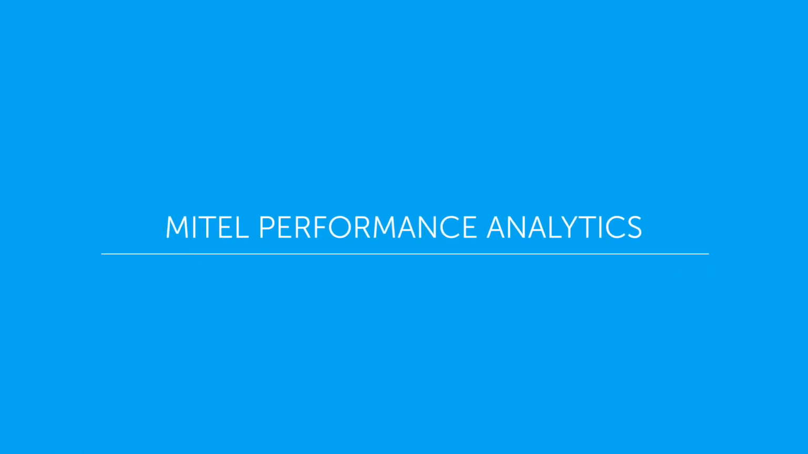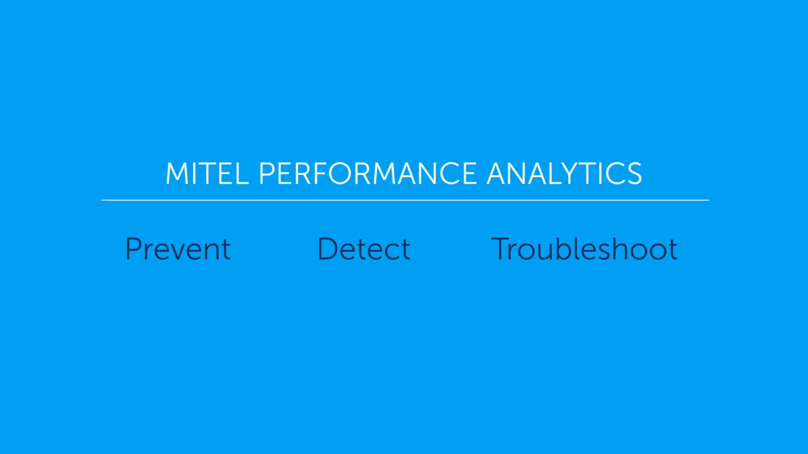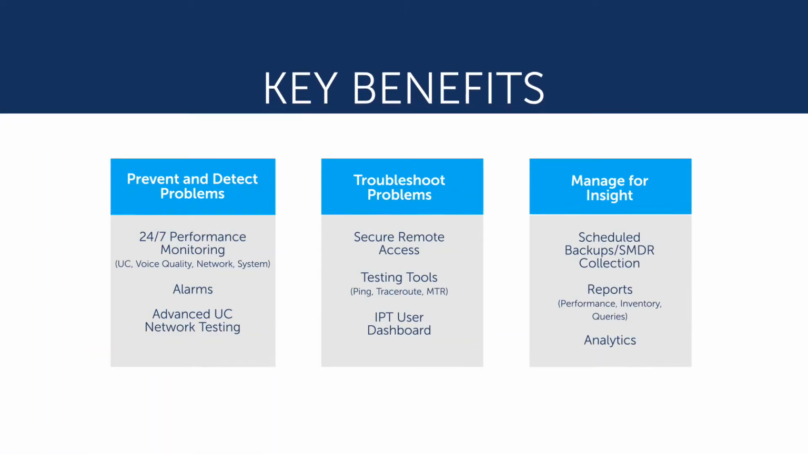Mitel Performance Analytics, or MPA, solves this problem. MPA can prevent, detect, and troubleshoot network problems with management tools that give you deep visibility into your network. MPA tells you when there is a problem and quickly identifies the cause, but it can also help you plan and prevent issues from occurring in the first place. The result is faster problem resolution and reliable network performance.